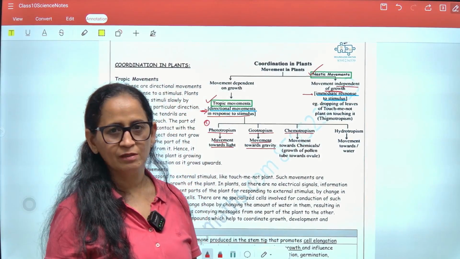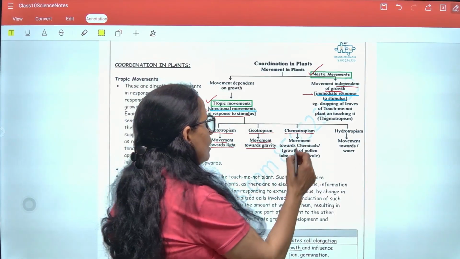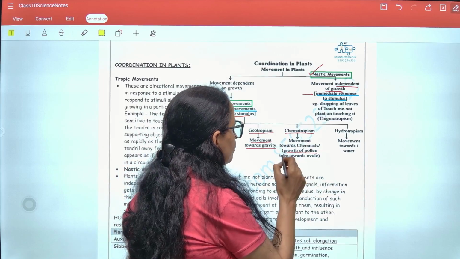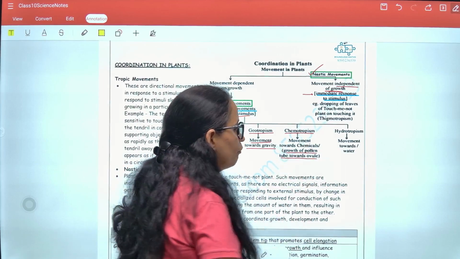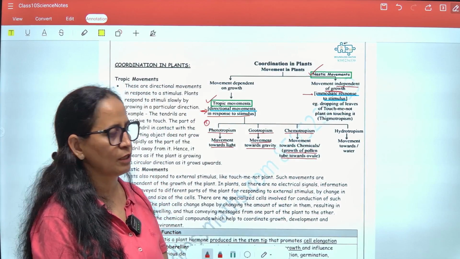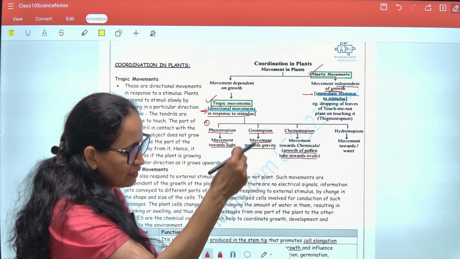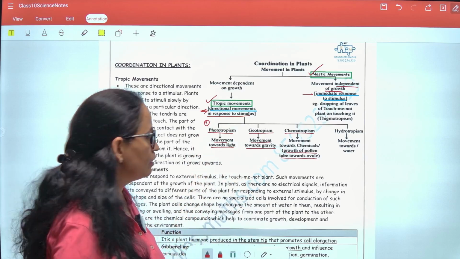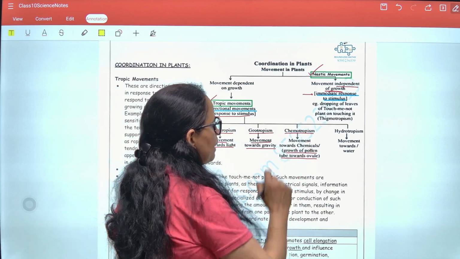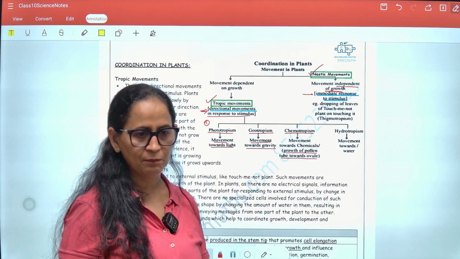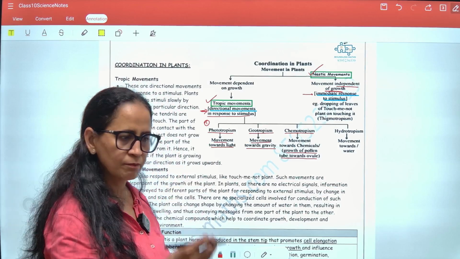Chemotropism. Chemo means chemicals. So what are the chemicals? For example, the growth of the pollen tube towards the ovule while fertilization needs to take place. So this growth of the pollen tube inside the style and then reaching the ovary is an example of chemotropism towards certain chemicals or certain parts of the plant, right?